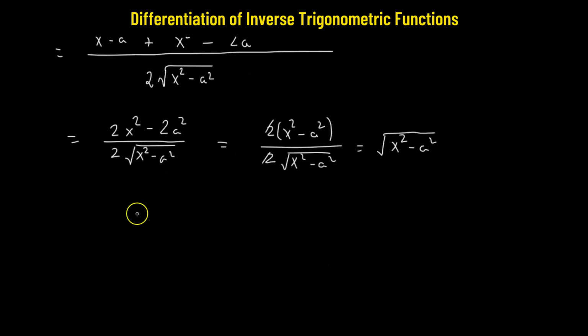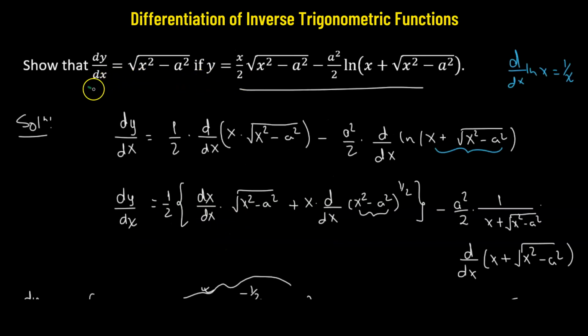So this means dy over dx equals square root of x squared minus a squared. And this is what we are asked to prove. Let's verify it with the question that we have gotten the right expression. So here we have dy over dx equals square root of x squared minus a squared, which is correct.